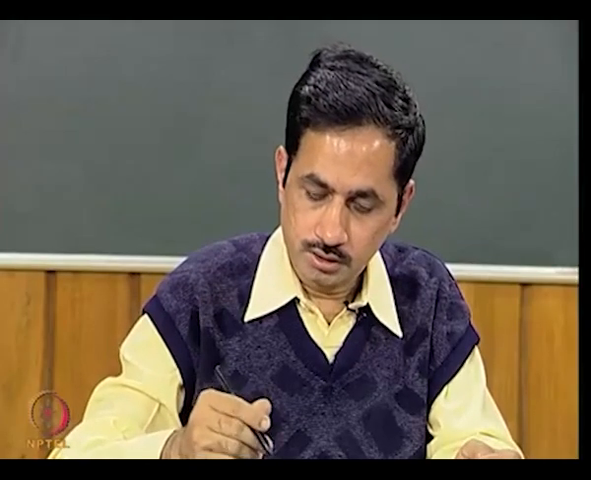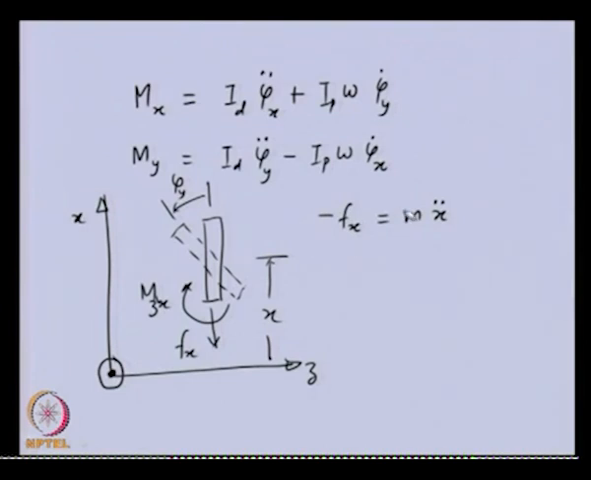So, now once we have done the force balance in x direction, the moment balance will be zx, and this is equal to the inertia, which is the second one, Id phi double dot y minus Ip omega phi x dot. So, this is the equation of motion in x direction, and that is the moment balance in yz plane.